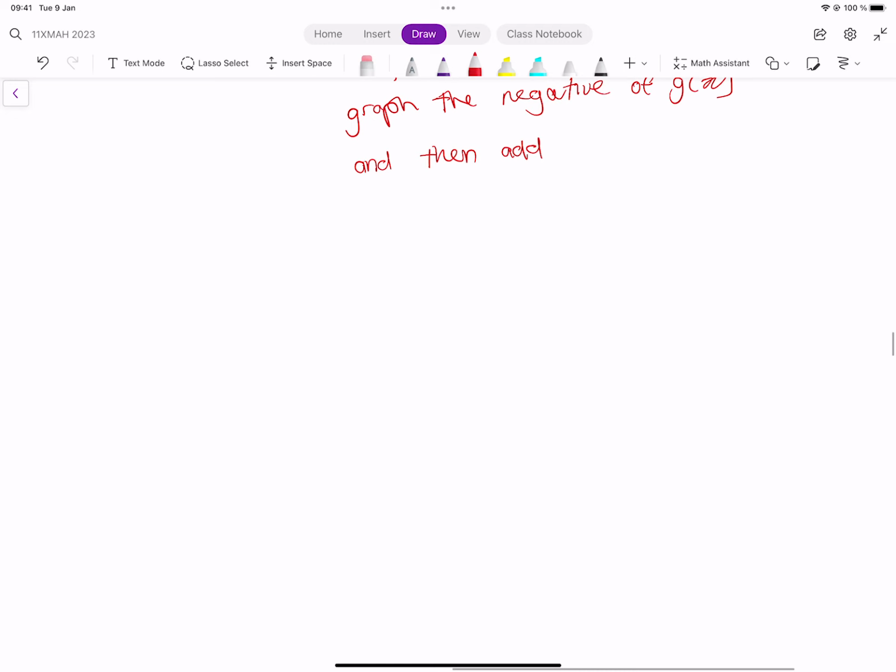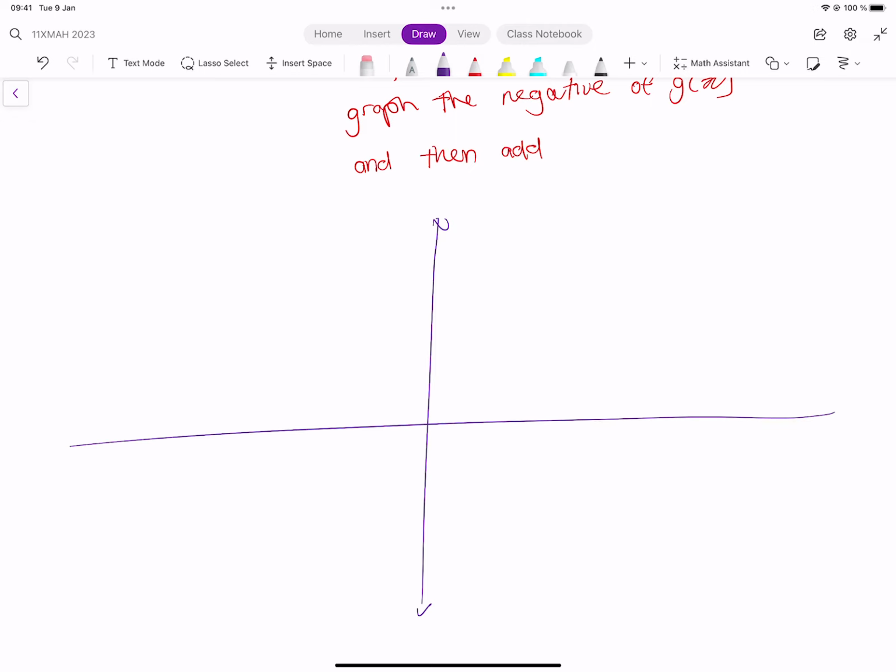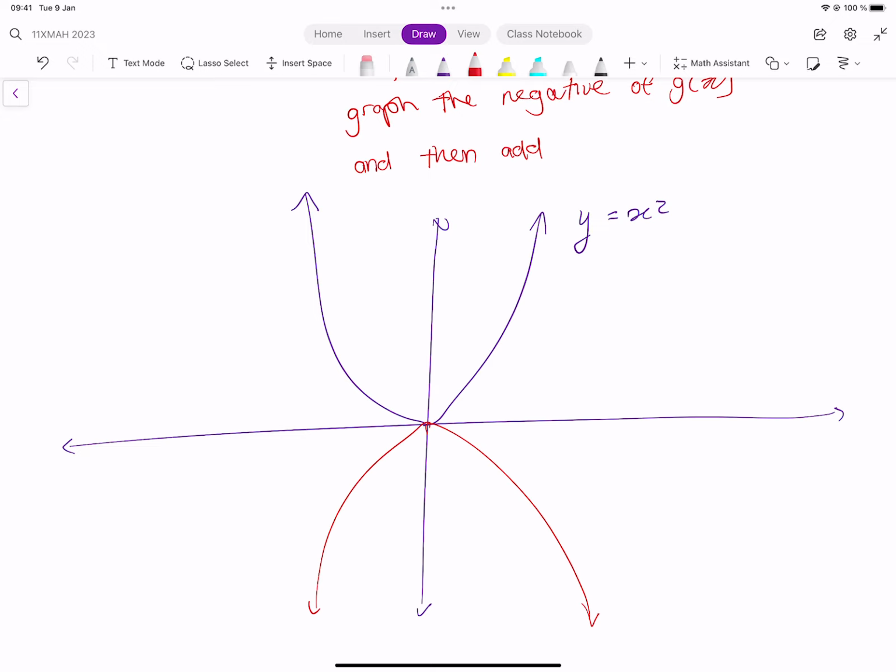So what do I mean by the negative? Well, all I mean by the negative is, for example, if I had the parabola y equals x squared, it looks like that. Then to graph the negative, it just looks like that. So we're just literally flipping it upside down.